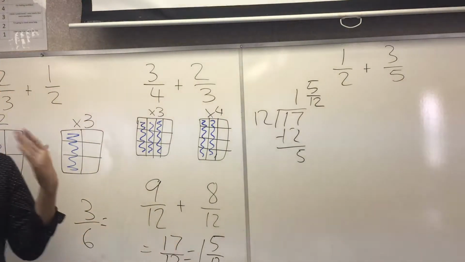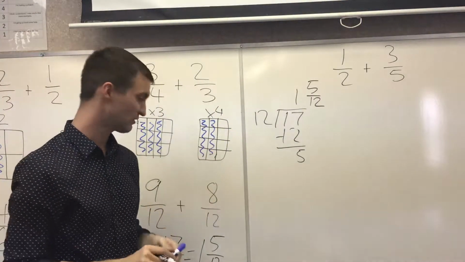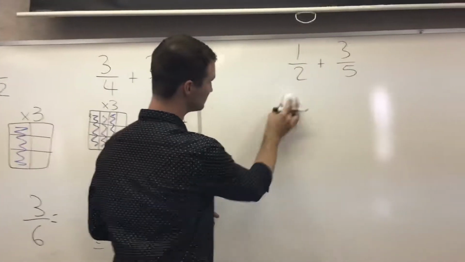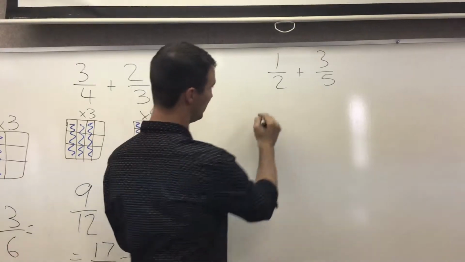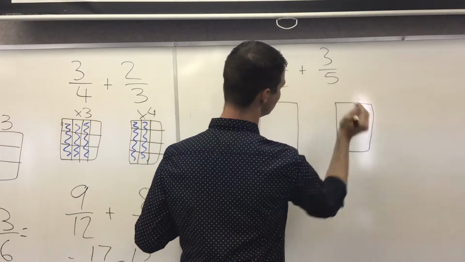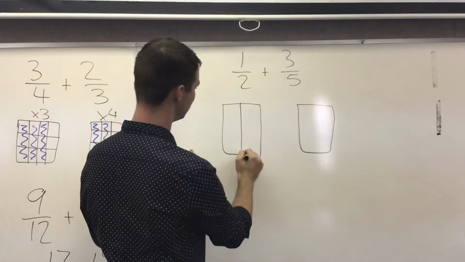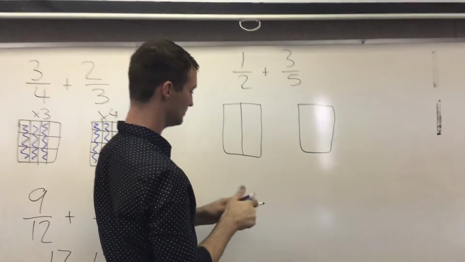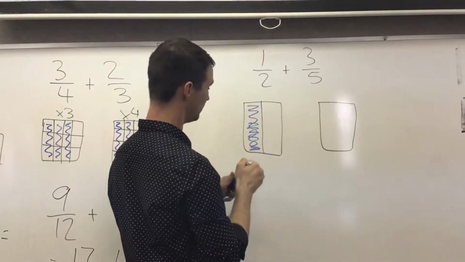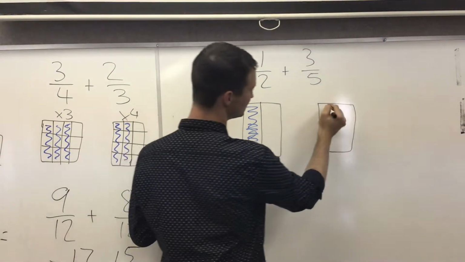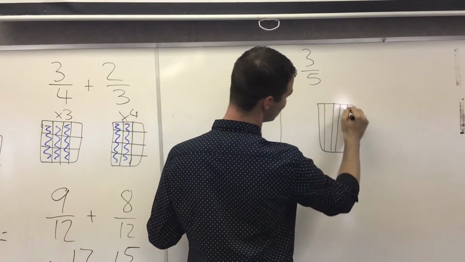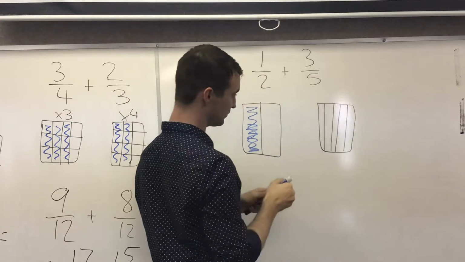Finally, we're going to move on to this last one right over here. I'm going to erase my division right here. We're going to start with 1/2, so I'm going to draw my squares out here. 1/2. I'm going to use my blue so it's a little less confusing when we look at it. Okay, 1/2 and 3/5. 1, 2, 3, 4, and 5. And I have 3/5.